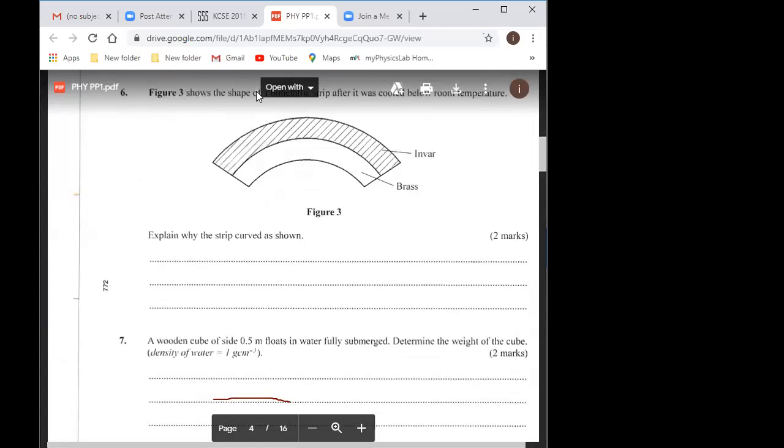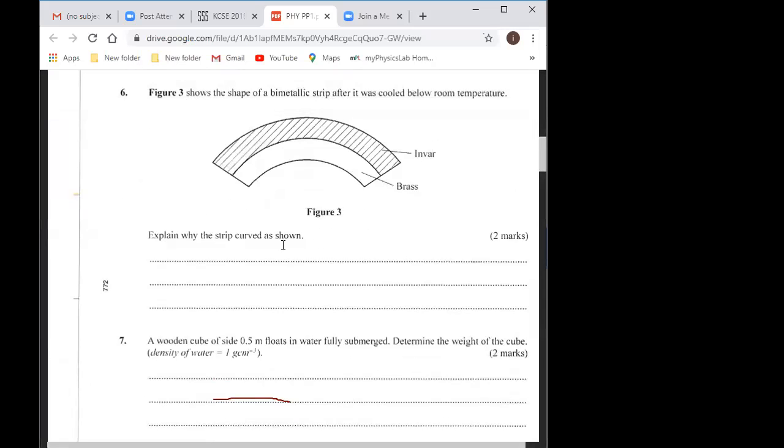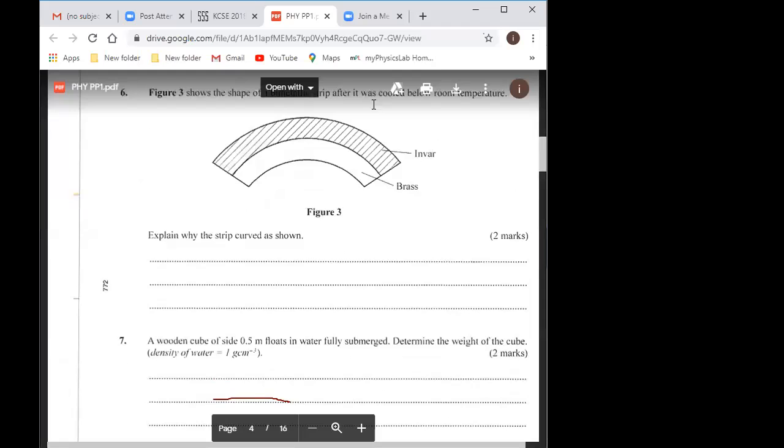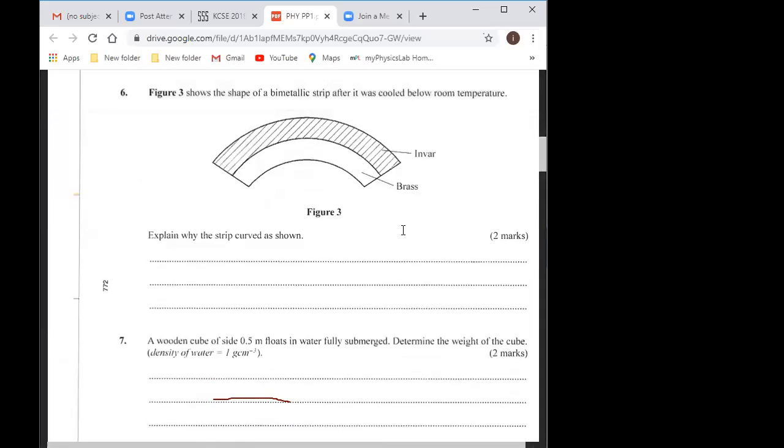Figure 3 shows the shape of a bimetallic strip after it was cooled below room temperature. Explain why the strip curved as shown. Cooled below room temperature. Why do you think this strip curved? As we can see, we have one side of brass, the other one of invar.